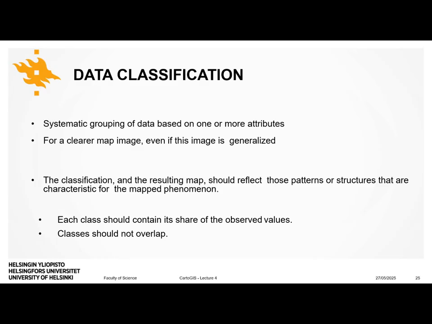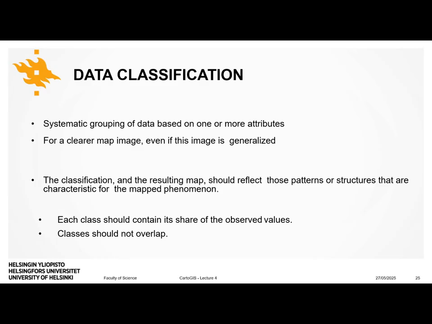So classification is the systematic grouping of data based on one or more attributes to have a clear map that conveys the message better. Because very often, especially when you're working with quantitative values, you have a lot of values. Sometimes you just go with graduated colors, but that's a different kind of map. But if you want to have classes, then if you have 1,000,000 values or 100 values, it's just unusable. Then you have to classify your data to generalize and simplify it a bit, and it makes the map more usable.